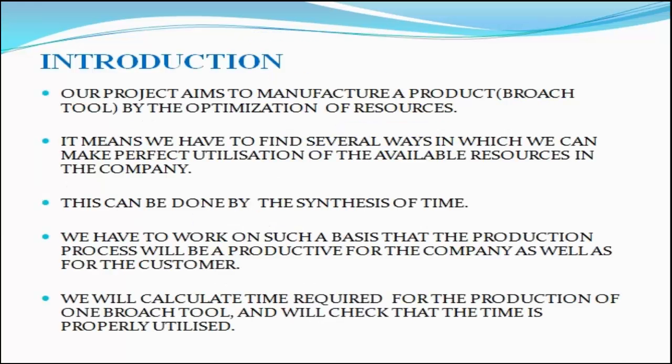Introduction. Our project aims to manufacture a product, a broach tool, by optimization of resources. It means we have to find several ways in which we can make perfect utilization of the available resources in the company. This can be done by the synthesis of time. We have to work in such a way that the production process will be productive and effective, for the company as well as for the customer. We'll calculate the time required for the production of a single broach tool and check that the time is properly utilized effectively.